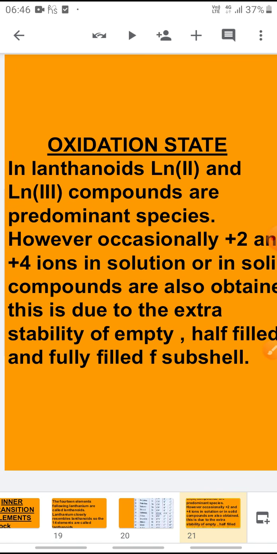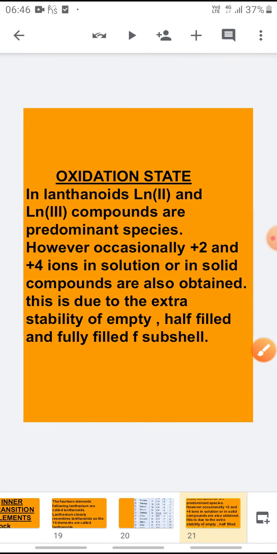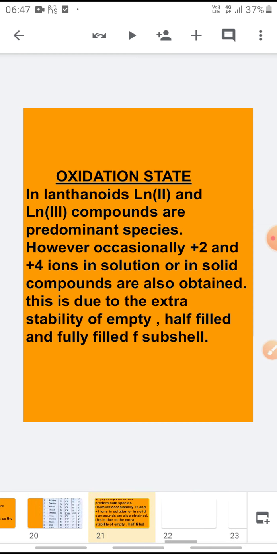Now coming to the oxidation state. In lanthanoids, +2 and +3 compounds are common. Mostly they show either +2 oxidation state or +3 oxidation state. However, occasionally +2 and +4 ions in solution or in solid compounds are also obtained. It is due to the extra stability of half filled, fully filled and empty f subshell.